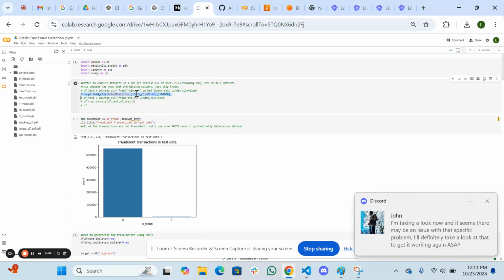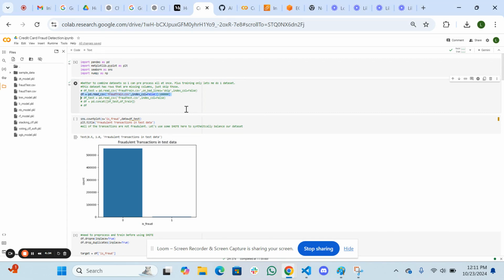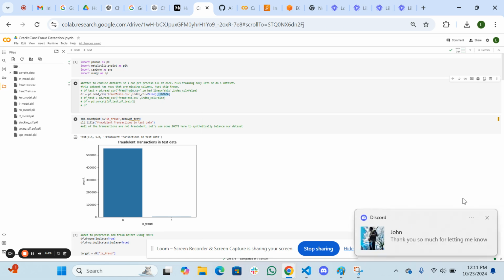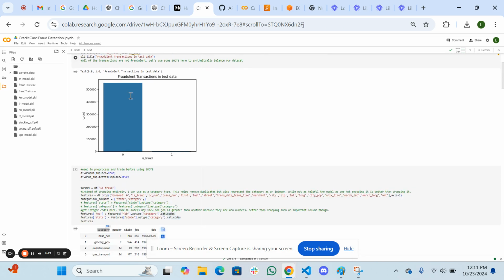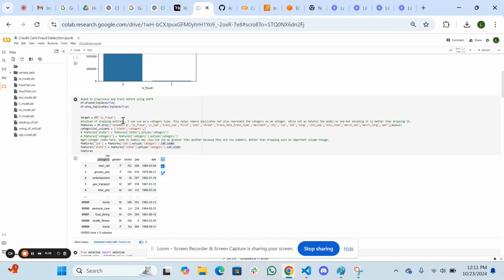This data set actually has as many as 1 million entries. Because of that, I decided to only use the fraud train data set and limit it to about 100,000, so that we don't have any memory issues. Another thing that I did here was some basic preprocessing, and I got rid of a lot of the columns.